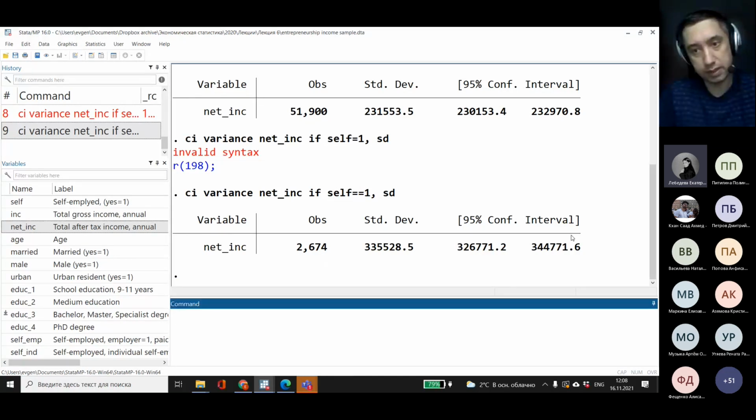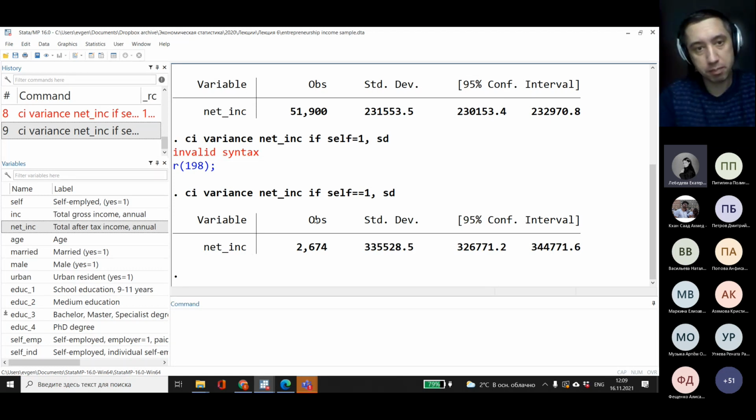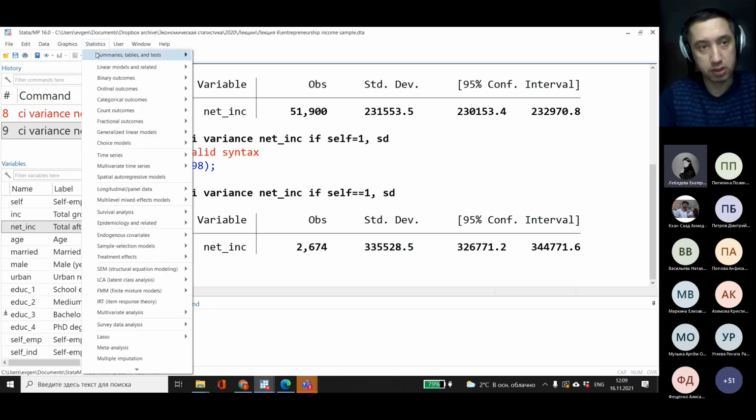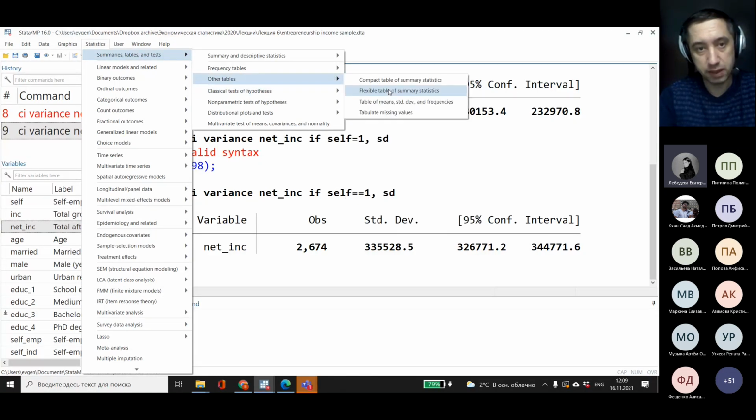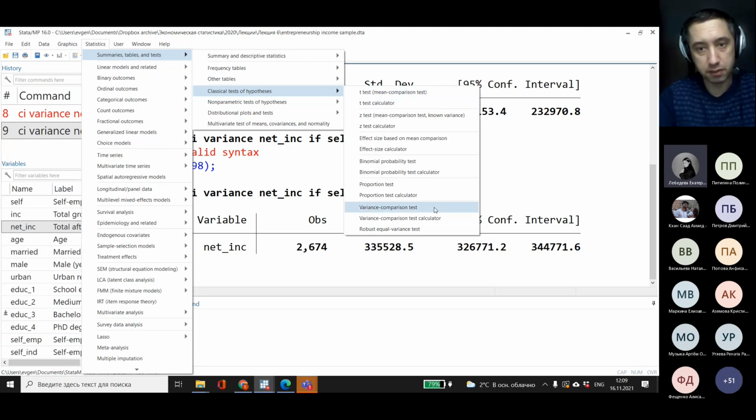And again, if we see that this confidence interval contains some numbers, we can use it as a maybe preliminary hypothesis testing. Next, let's compare two variances, or compare a variance with a single number. To compare a variance with a single number, go to classical test of hypothesis and find variance comparison test. Again, to compare variances with something, or to compare two variances, please go to classical test of hypothesis and click variance comparison test.